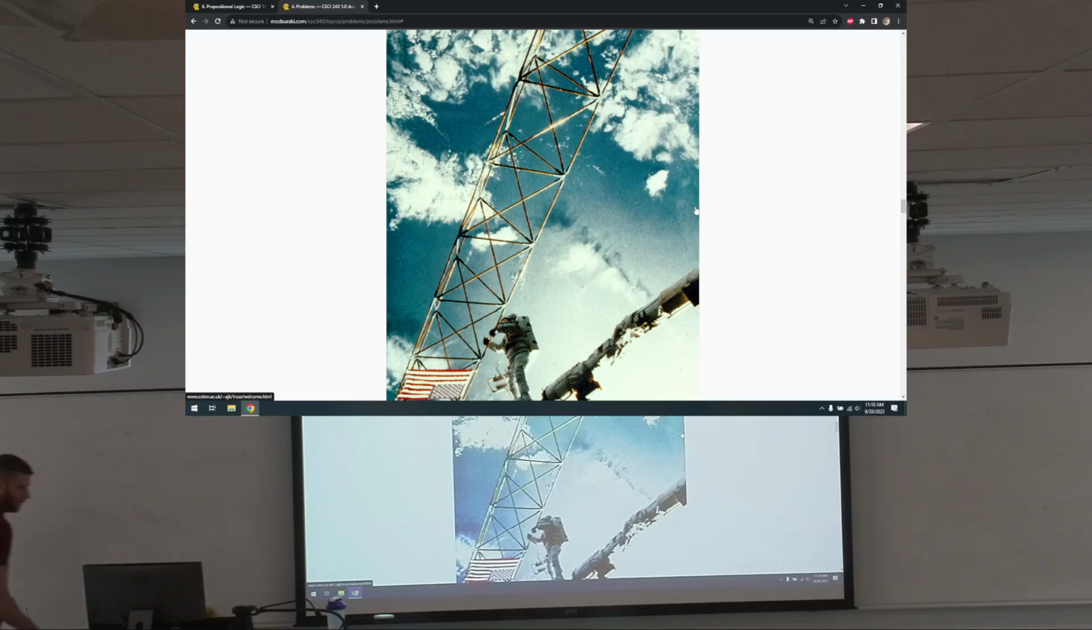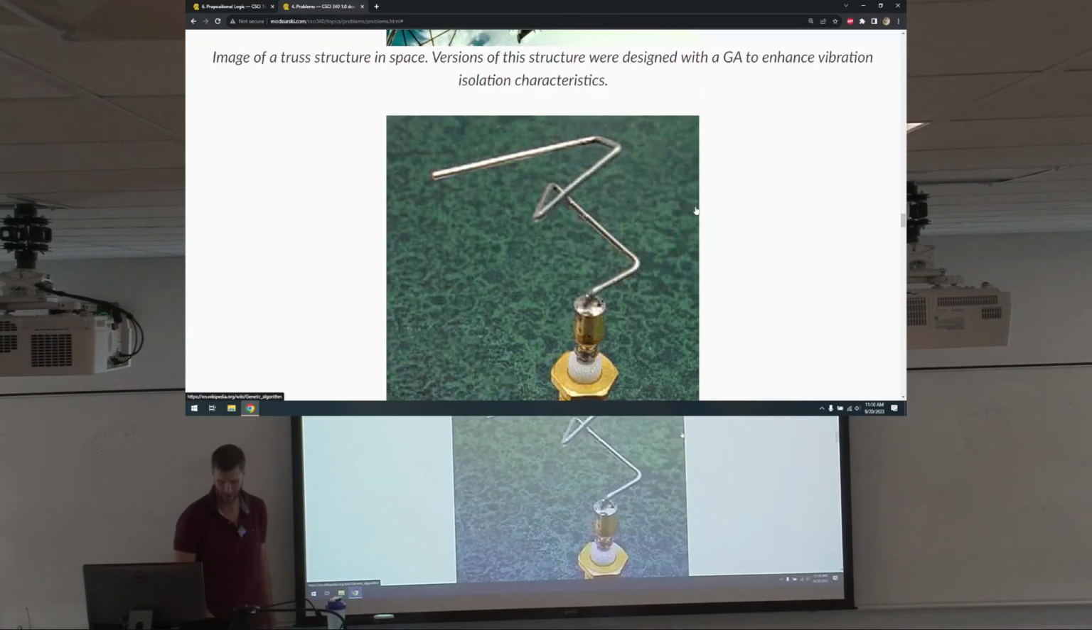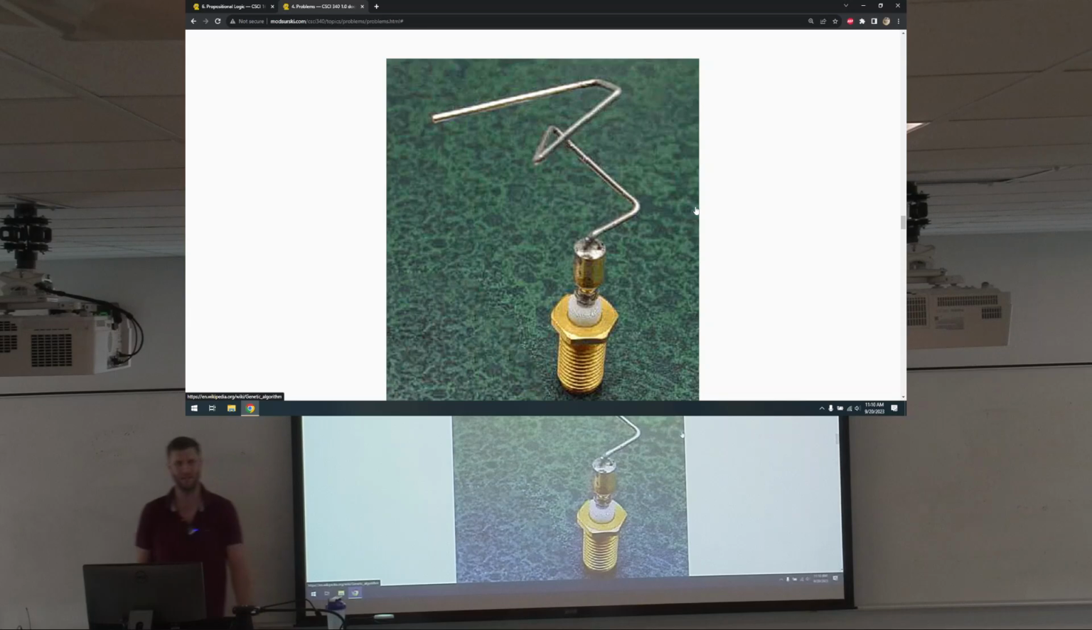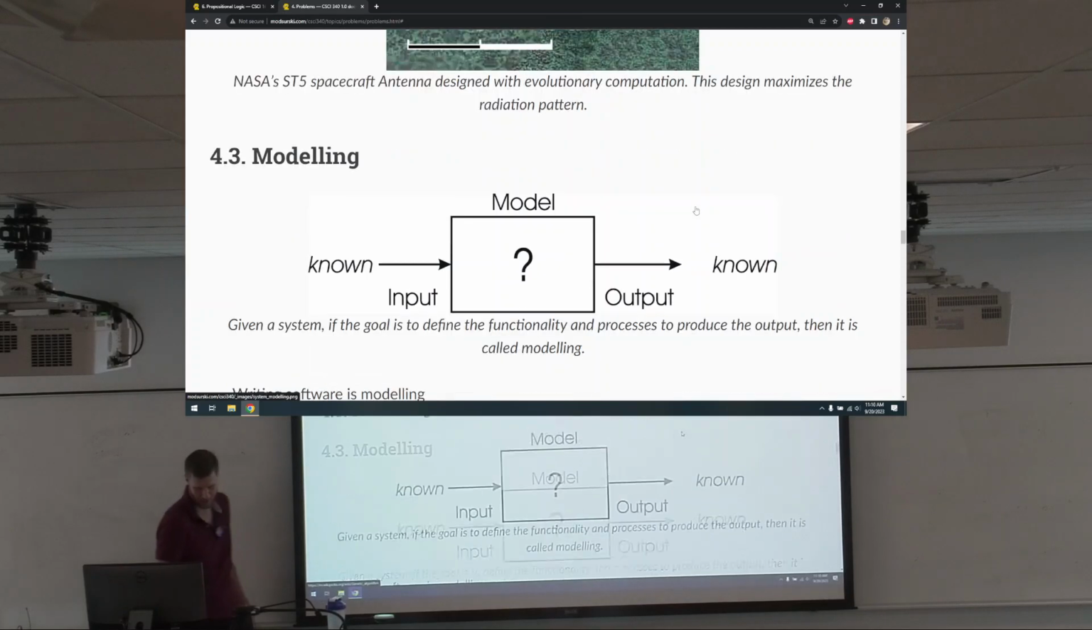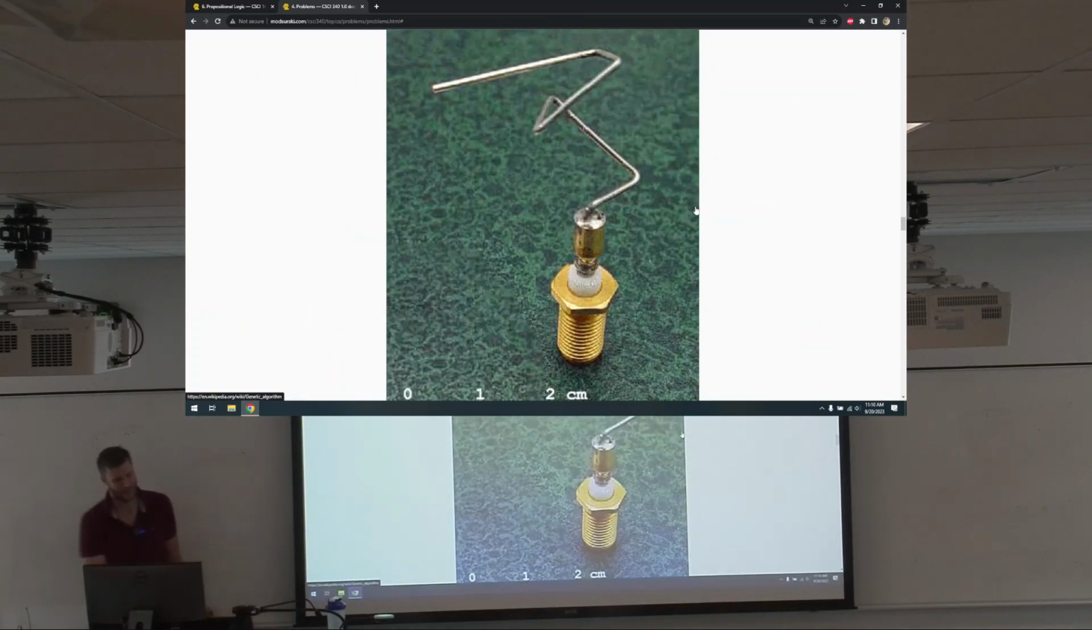Or how about this one? They wanted to design an antenna. Here's the antenna. Does that look like anything a human would design? I mean, maybe, but why would it look like that? I think there might be another picture. No, there's not. But that's the antenna. That was designed with the genetic algorithm. And it's better than anything designed by an engineer.